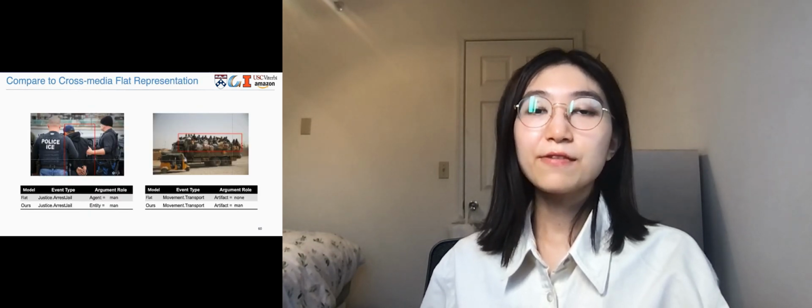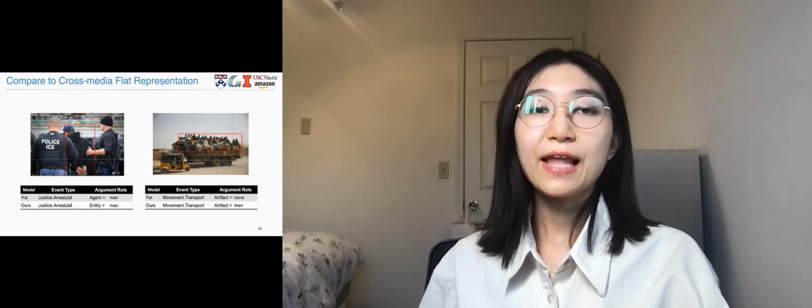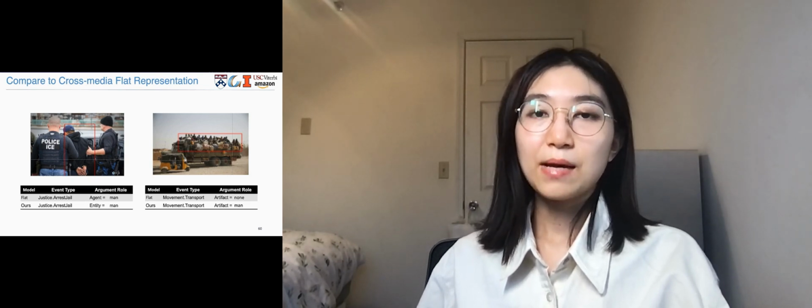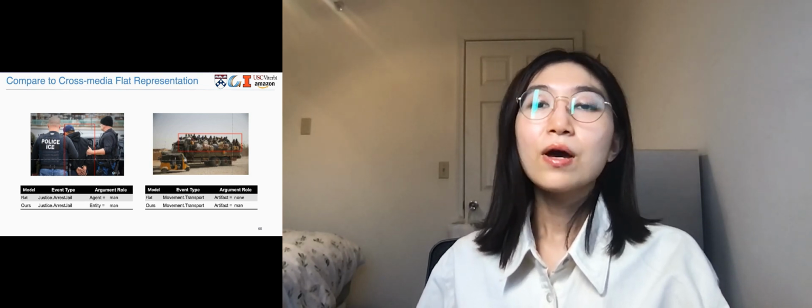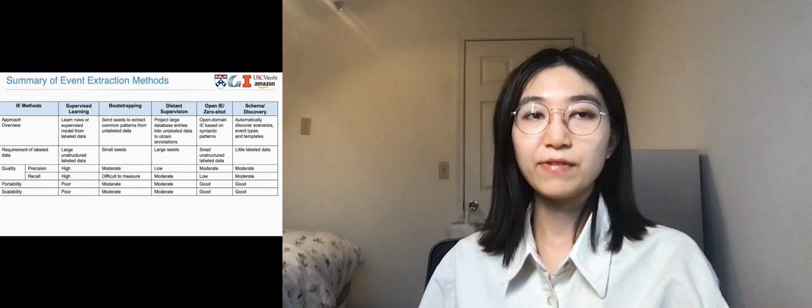Compared to cross-media flat embedding, our structured common space can capture the connections between visual objects. In the first example, the person in the middle is always the entity being arrested, but not the agent of the arrest event.